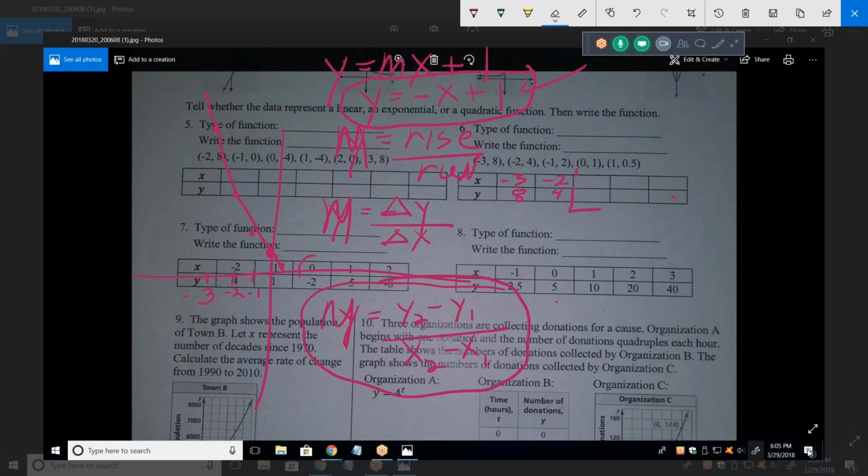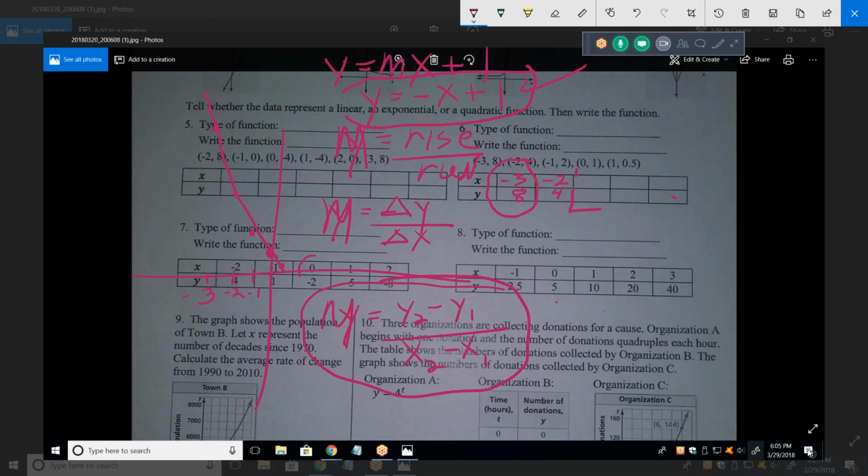So did they just not give us enough points, or what's the deal? Well, if this is the right equation, then every single point they gave us has to fit that equation. All right. Well, how about this point right here?